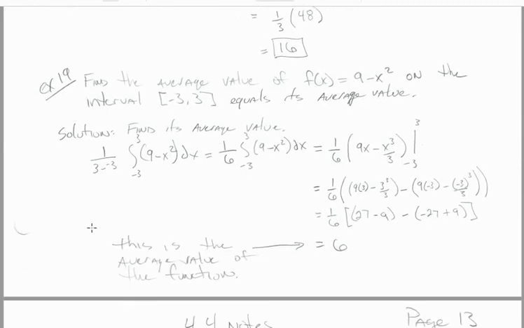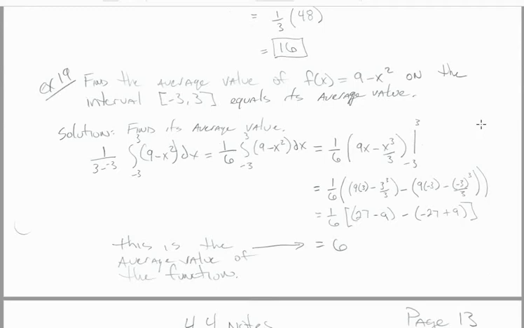Let's take another look at example 19 here. Find the average value of f of x equals 9 minus x squared on the interval -3 to 3, and make sure that it equals its average value. Okay, this is going to be one that is very similar to one of your homework problems, so make sure that you pay attention on this one.